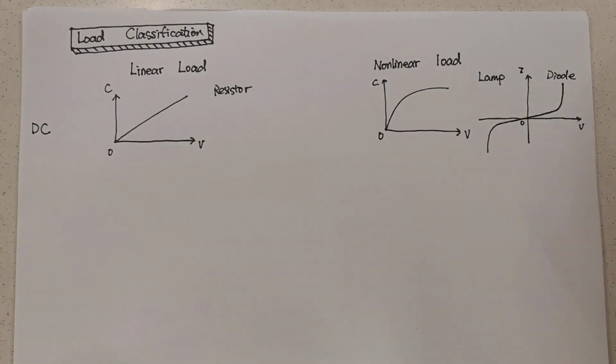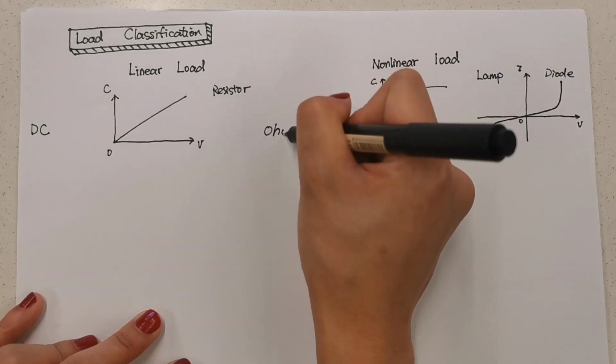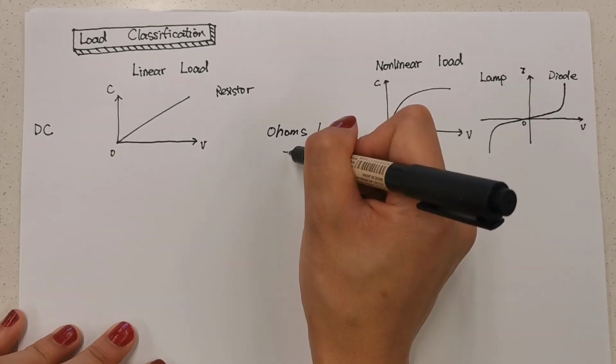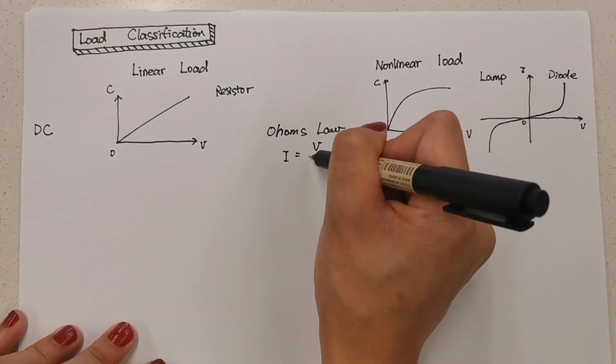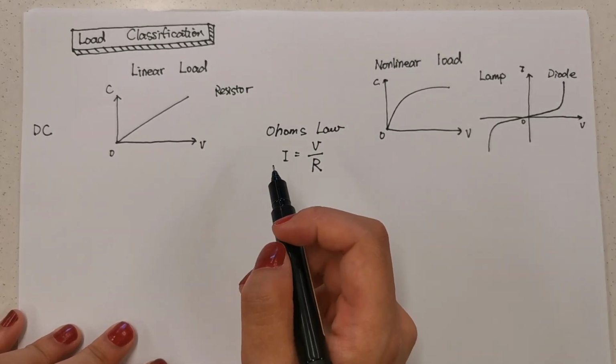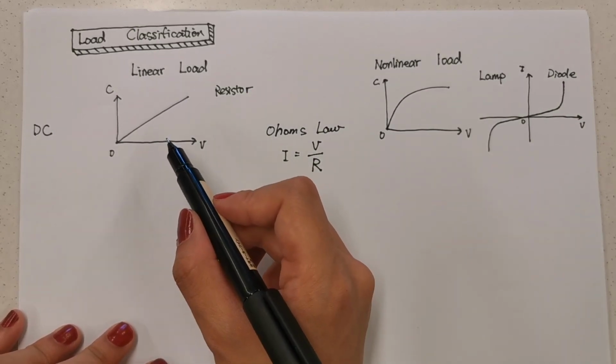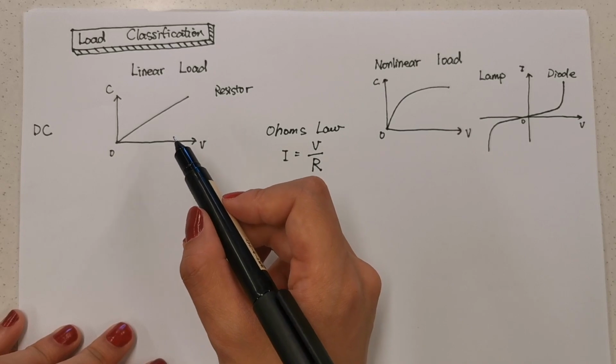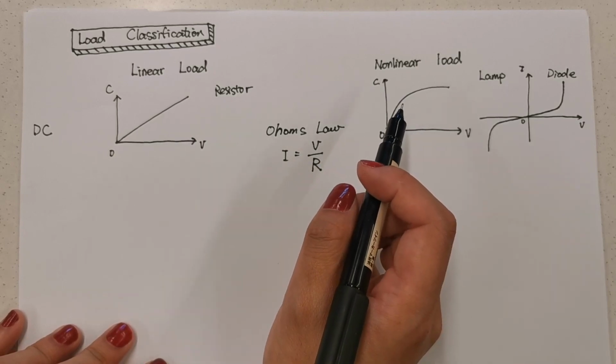So what's the criterion between linear load and nonlinear load? The criterion is Ohm's law. If the current is equal to voltage divided by resistance, then we can say the load is linear load. If it doesn't follow Ohm's law, then it's nonlinear load.